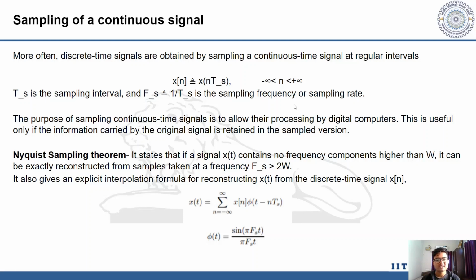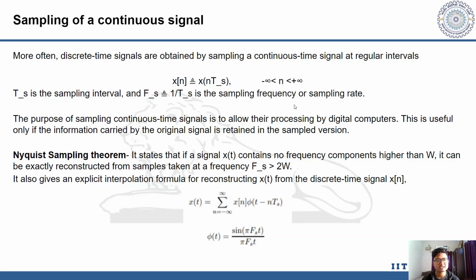Now here, the purpose is to allow processing by digital computers, and they take in discrete time signal functions only. This is useful only if the information carried by the original signal is retained. Retention of all the information during sampling is very important, because we can't compromise the information or data just for the sake of digital image processing or digital signal processing.